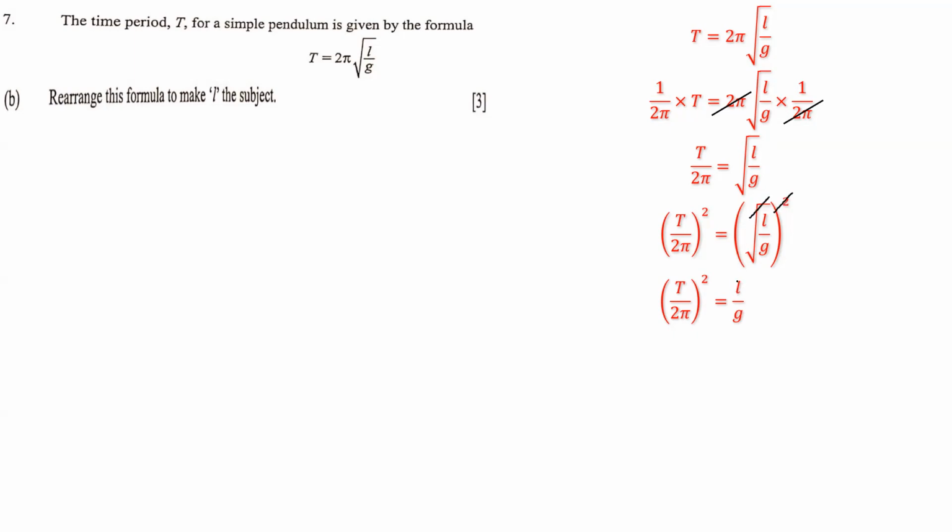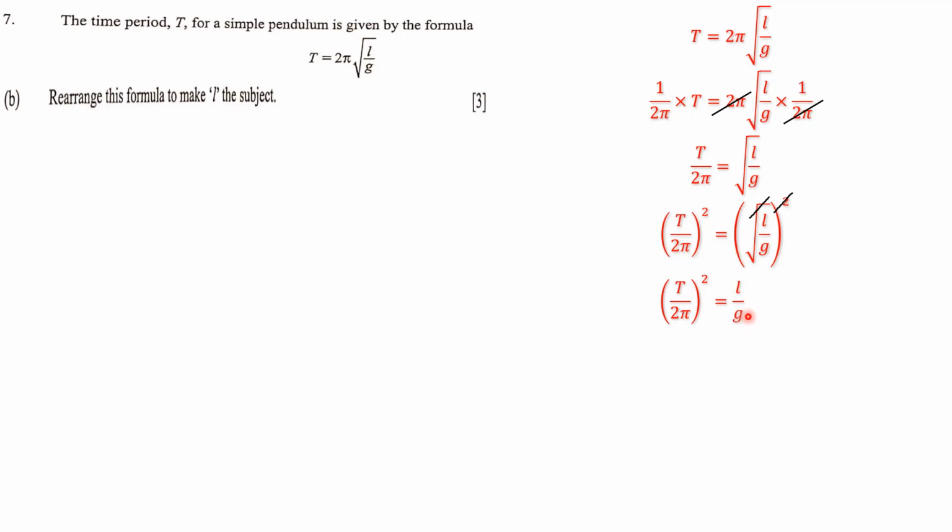And so we are left with just L over G. On the other side, we square both sides. So we square this quantity and we square this quantity, but these two cancel out each other. So we are just left with L over G. Remember that we want to make L the subject of the formula. So we have to get rid of G.